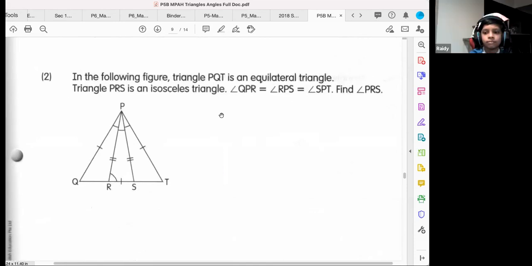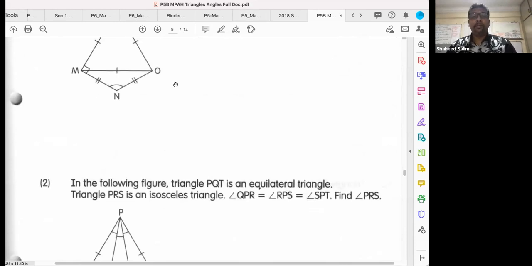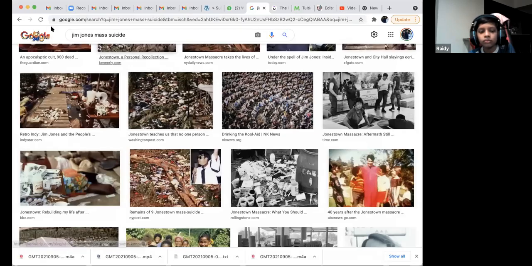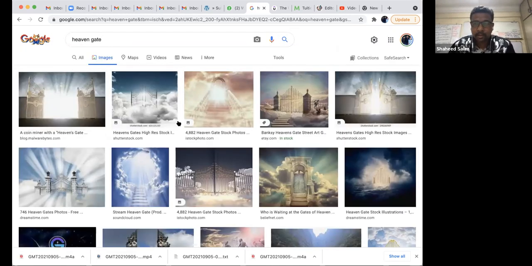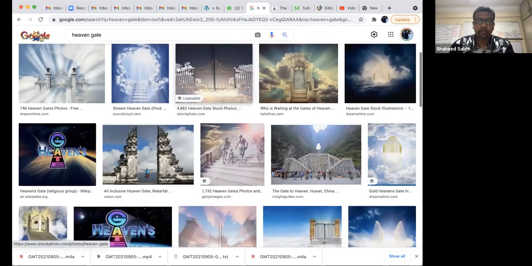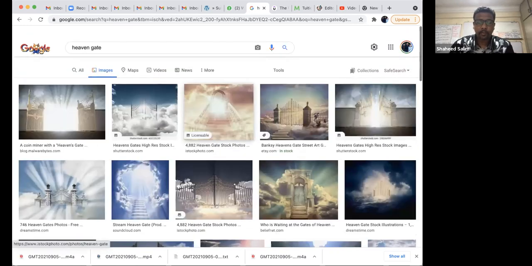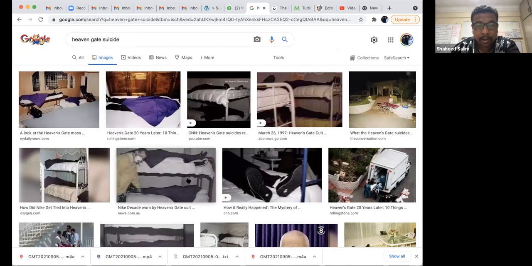There's another one called Heaven's Gate. This one is quite interesting. They say there's going to be a spaceship to take us out of this world. This is the website they had last time. And then there's this man. Suicide. See, all of them died. They went and slept on the bed and killed themselves.